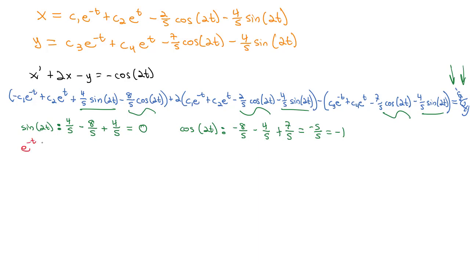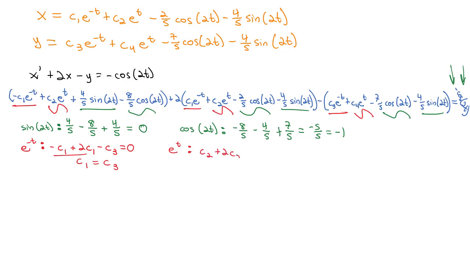Let's start with the e to the negative t's. We've got them in three different places. And so when we distribute, we get negative c1 plus 2c1 minus c3 equals 0, which gives us just C1 equals C3 when I move it to the other side after combining like terms. And when we look at the e to the t's, there are three e to the t terms that we need to work with. After distributing, we get C2 plus 2C2 minus C4 equals 0. So 3C2 equals C4.